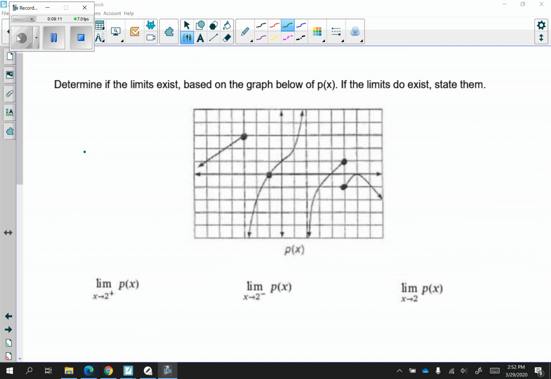Please take a look at the next page. Determine if the limits exist based on the graph below of p of x. If the limit does not exist, state them. The answer key will be posted on Wakelet, so make sure you take a look at that.